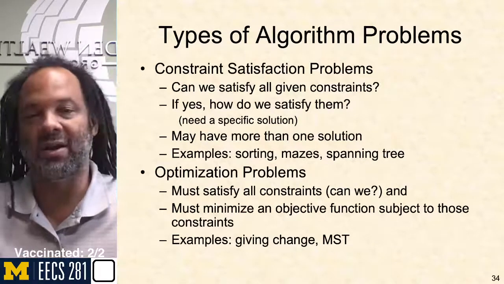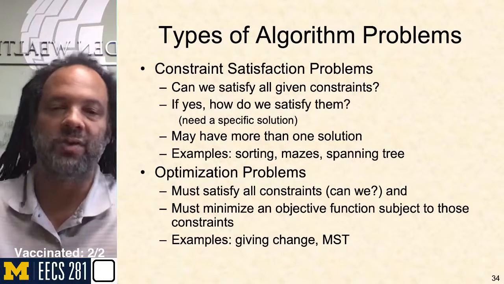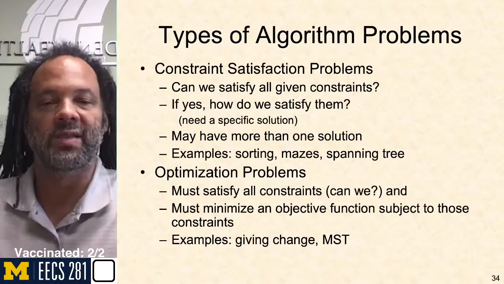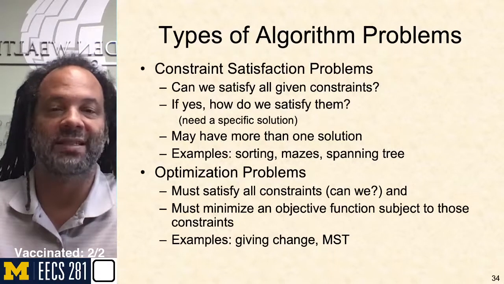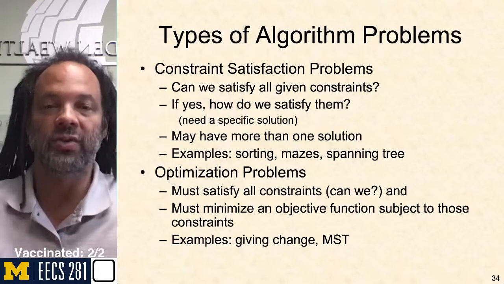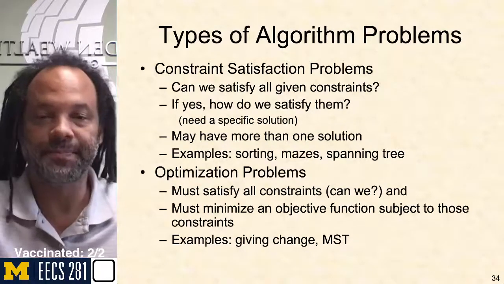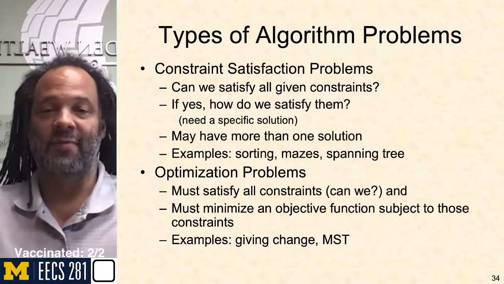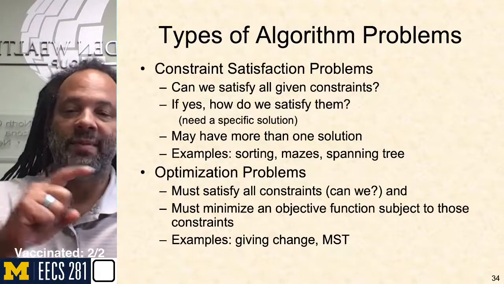So mazes are constraint satisfaction problems. We haven't talked too much about spanning trees, but a spanning tree is a type of graph that says I've got all of these nodes. Is there a way that I can connect all of the nodes in one tree? That's a spanning tree. The next kind of problem that I look at is an optimization problem.